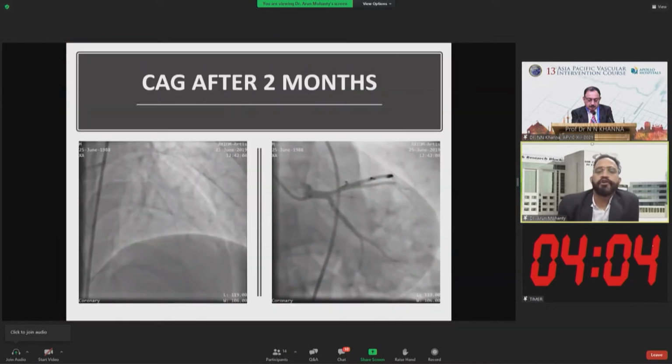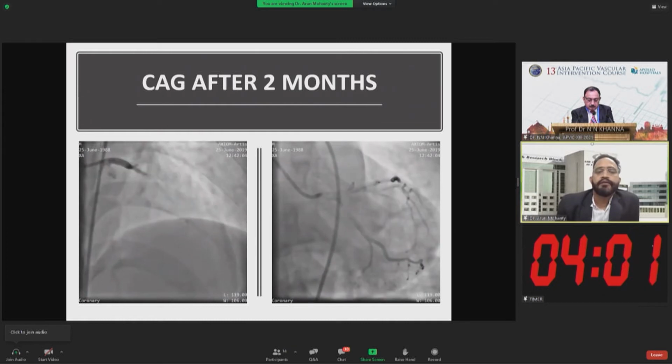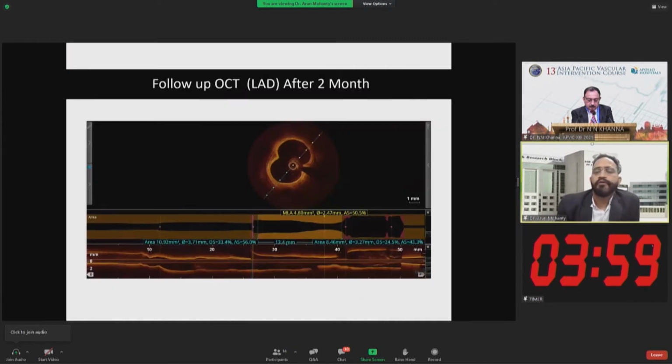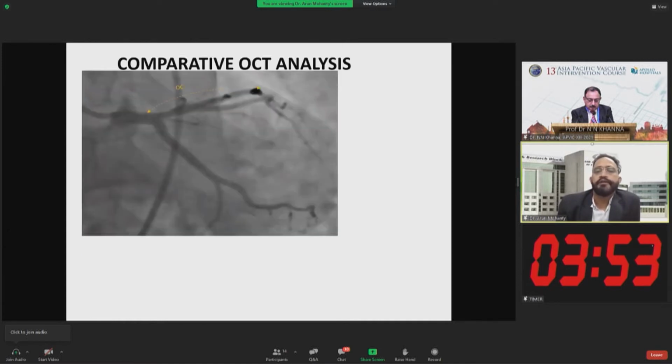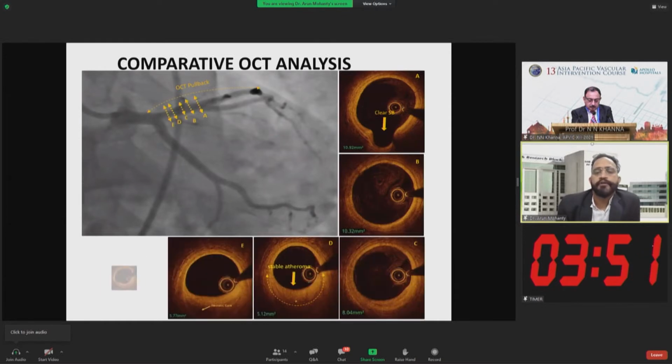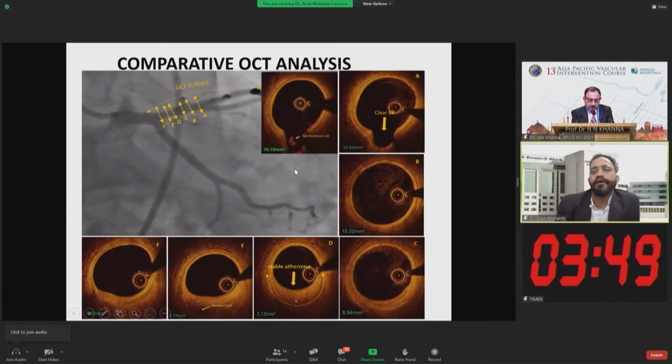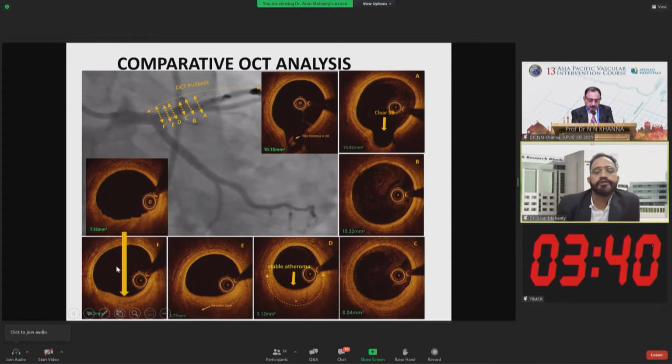After 2 months of follow-up, one can see the vessel is very well seen and smoothly flowing, with TIMI 3 flow. The OCT run was done, and one can see all these are very clear now. The thrombus that was there in the previous index procedure has gone. The erosion that was there is totally smooth, and this patient was medically managed, which is what we learned from the erosion trial.